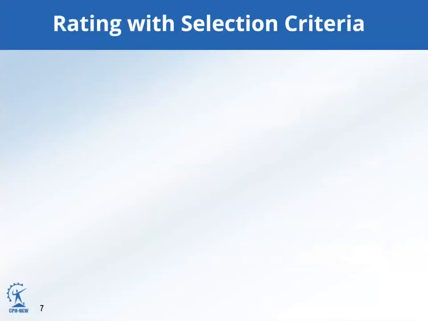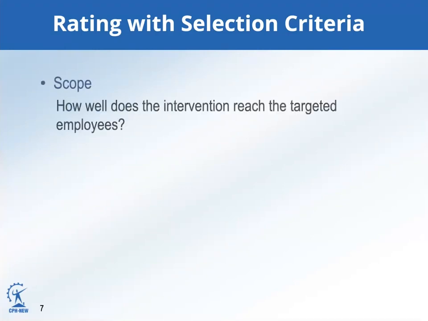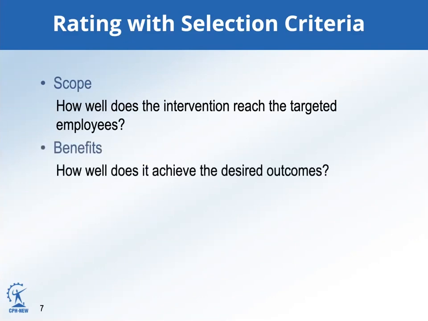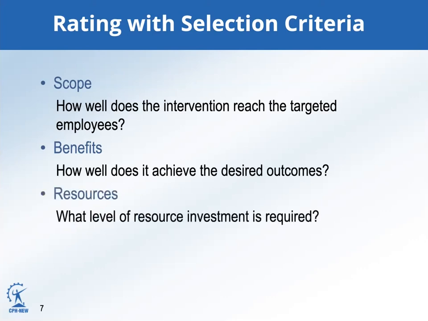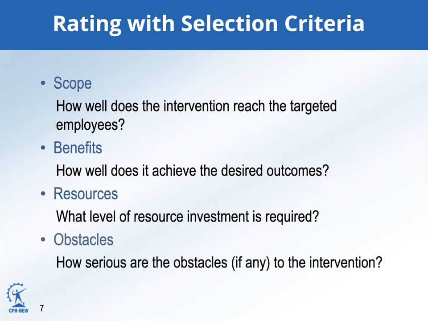You will use 4 types of selection criteria when rating the 3 intervention packages. These criteria should be written down in the Ideas Step 3 worksheet. You will use the criteria to rate each intervention option according to the 4 selection criteria shown here. For example, for scope, how well does each intervention package reach the targeted employees? For benefits, how well does the intervention package achieve the desired outcomes? For resources or costs, what level of investment is required? And for obstacles, how serious are the obstacles, if any, to the intervention?